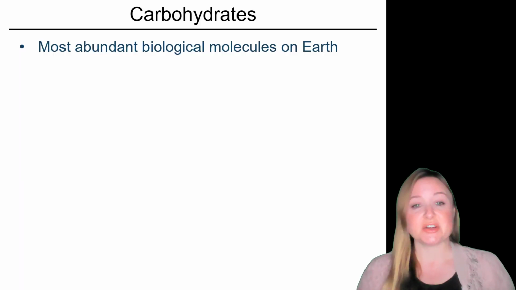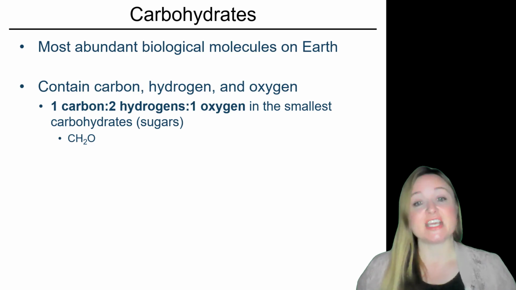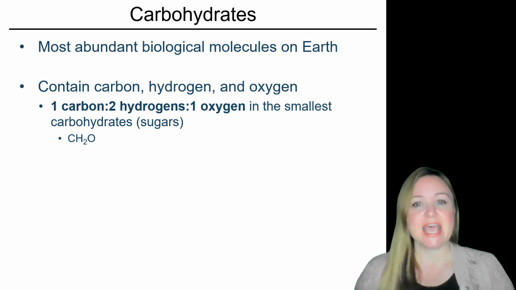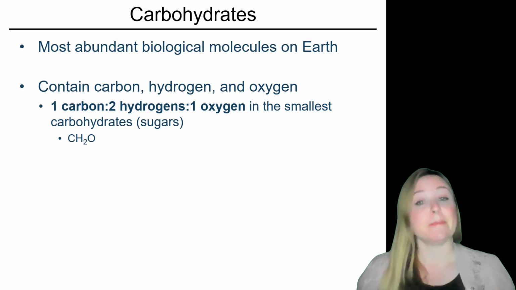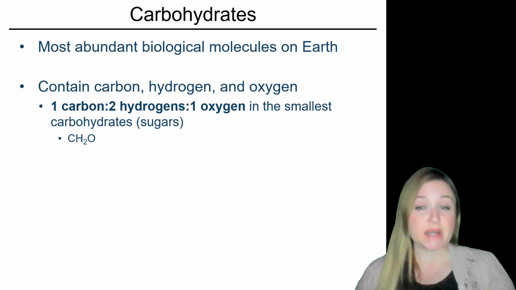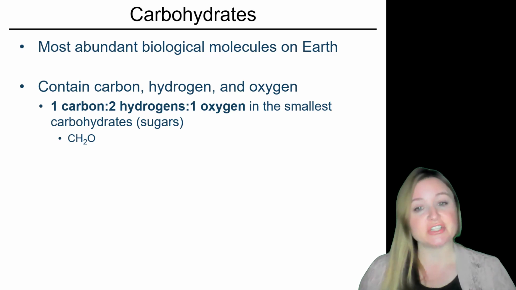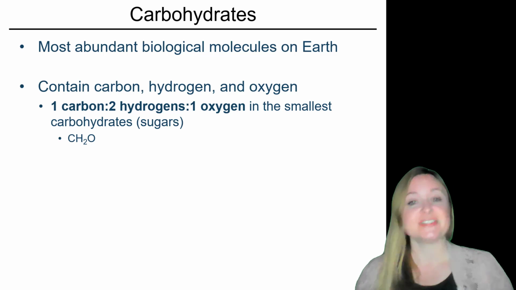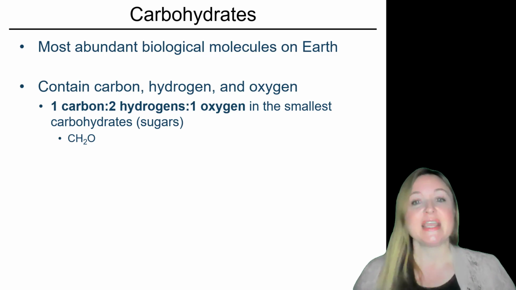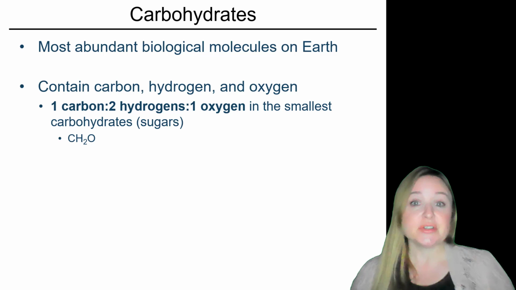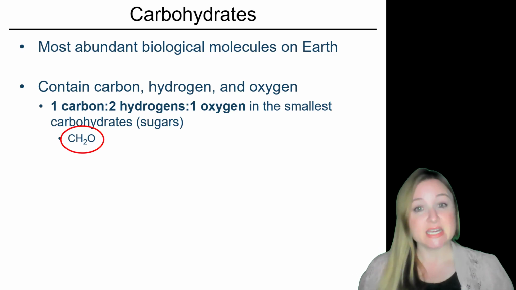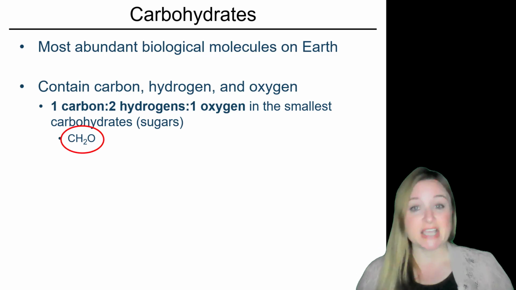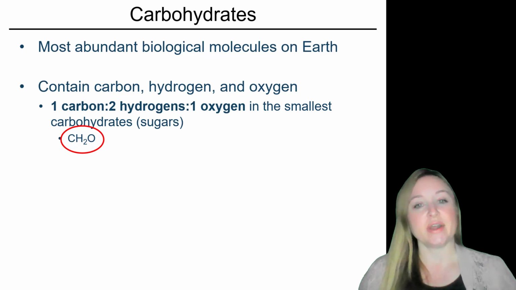Now, carbohydrates are the most abundant biological molecules on Earth. Carbohydrates contain carbon, hydrogen, and oxygen. And in the smallest carbohydrates, which are the monosaccharides, for every one carbon, there's going to be 2 hydrogens and 1 oxygen. So if there's 6 carbon atoms, there's going to be 12 hydrogens and 6 oxygens in those monosaccharides. You also can kind of view it like this: for every C, there's going to be 2 hydrogens, or H's, and 1 oxygen.